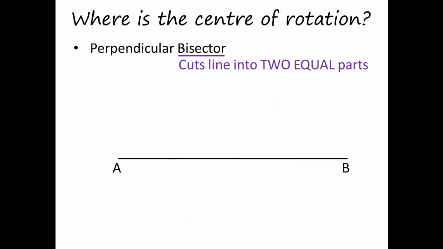Now let's look at the word perpendicular. Perpendicular means 90 degrees. So if it's a perpendicular bisector, we will still have the bisector that cuts the line into two equal parts. But there's another thing we have to consider. The angle between the bisector and the line has to be 90 degrees. That's why it's called a perpendicular bisector.